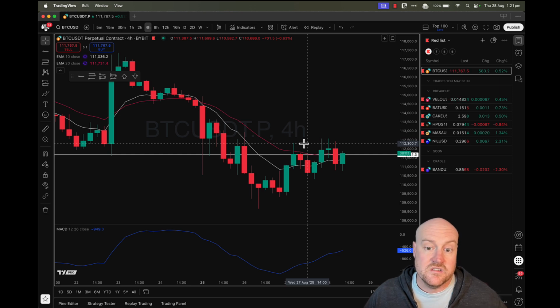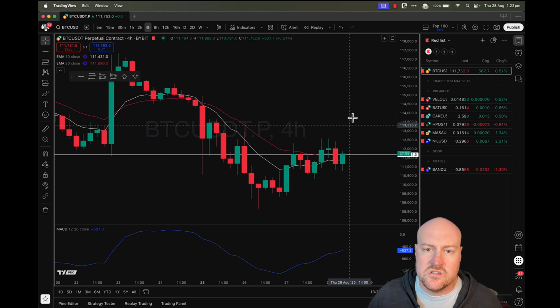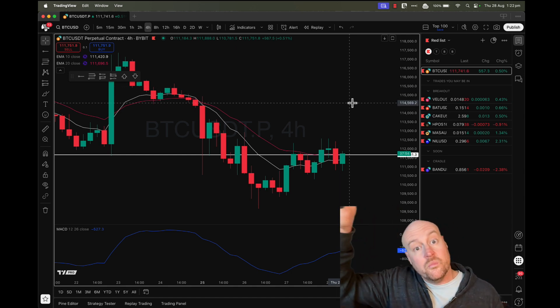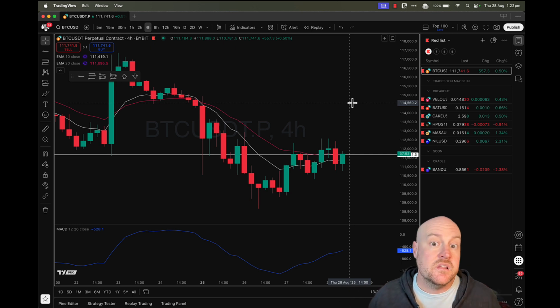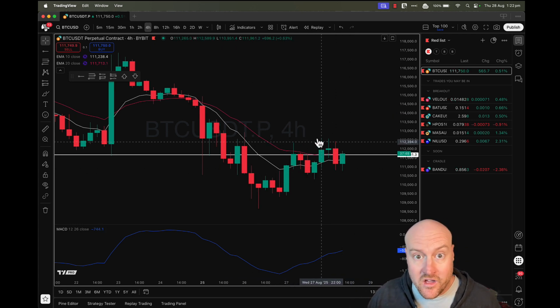There's no confirmation. There's no continuation is the word I was looking for, not confirmation. There's no continuation. I like to trade trends that have that good bouncing ball predictability to it. And we don't have that right here on Bitcoin, but we do have a higher low and a higher high. We are in an uptrend.